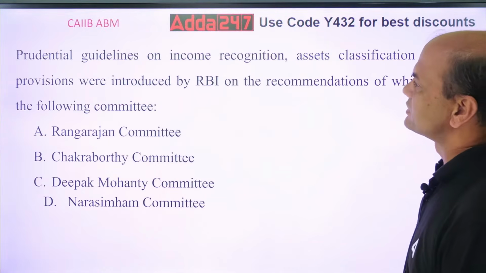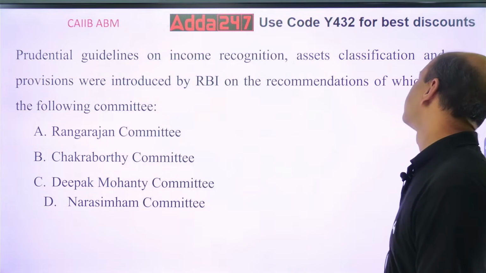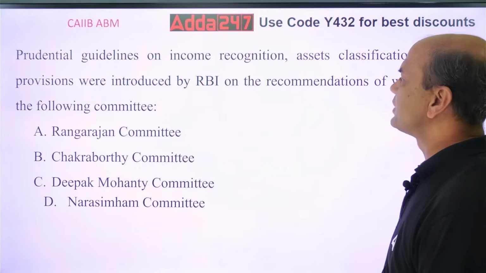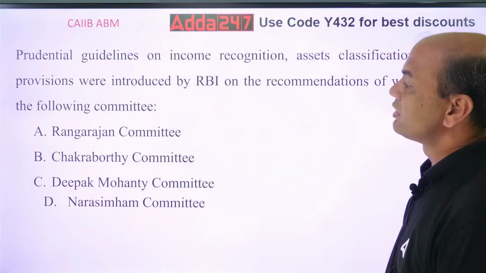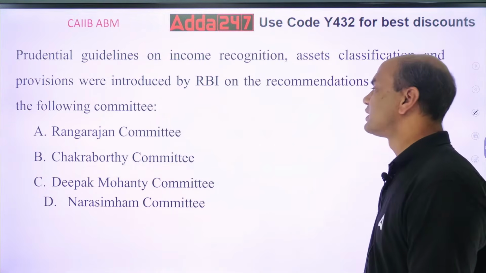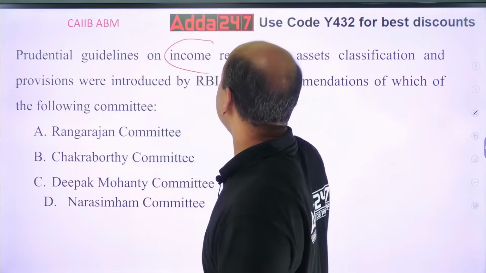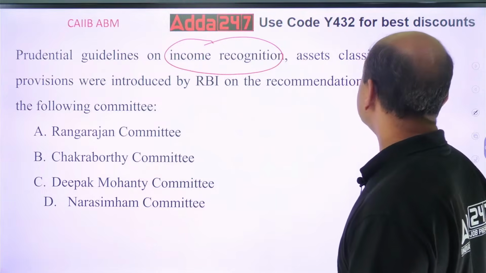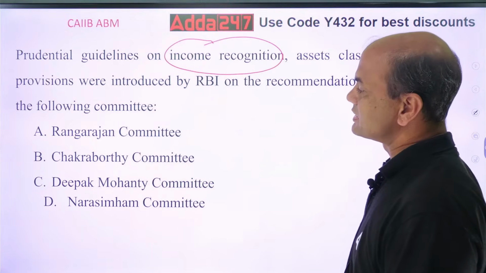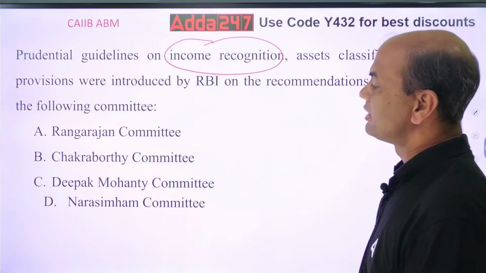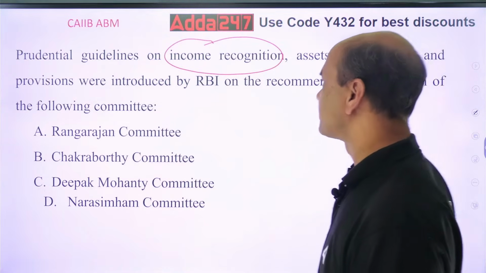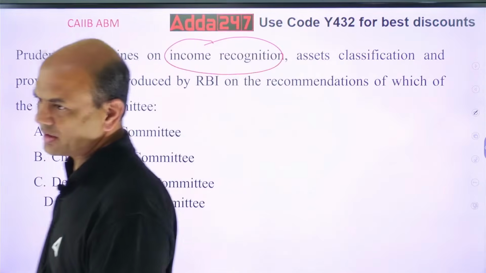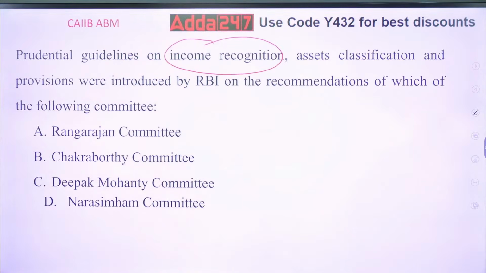Prudential guidelines on income recognition, asset classification and provisions were introduced by RBI on the recommendation of which of the following committee? So prudential guidelines on income recognition were introduced on the recommendation of which committee? Rangarajan committee, Chakraborty committee, Deepak Mohanty committee or Narsimham committee. So because of which committee were they introduced? Very important committee this was, very important.